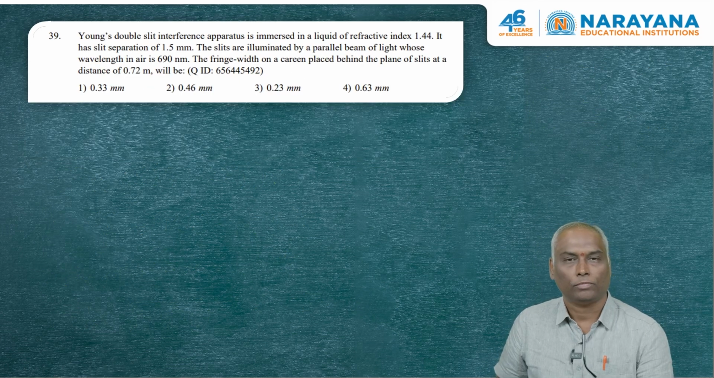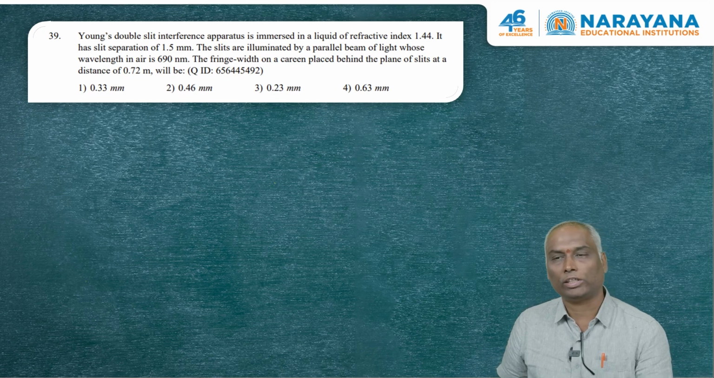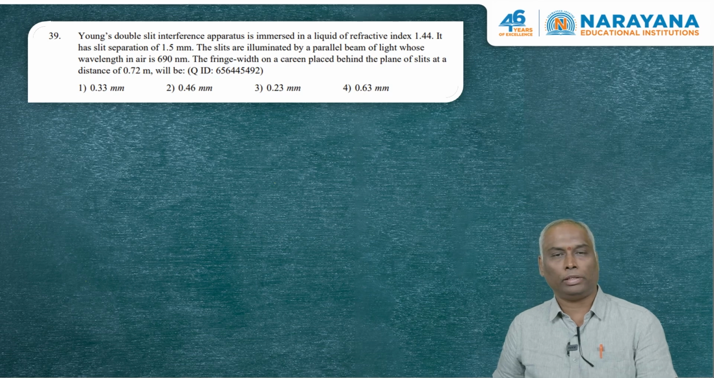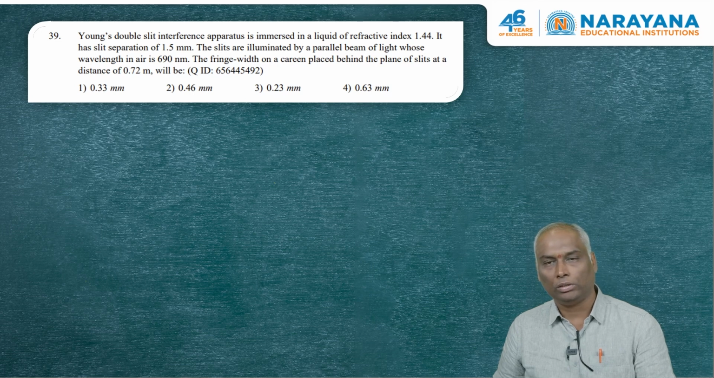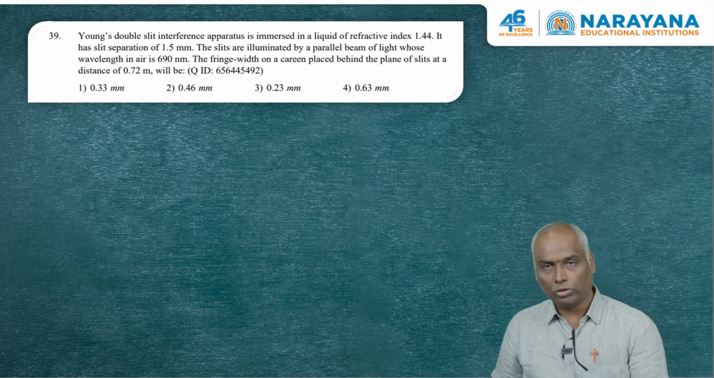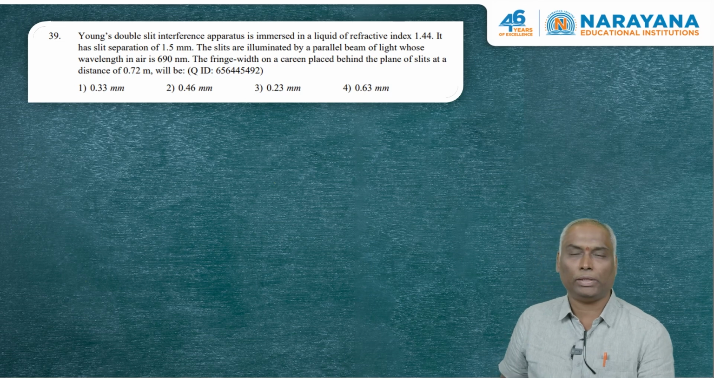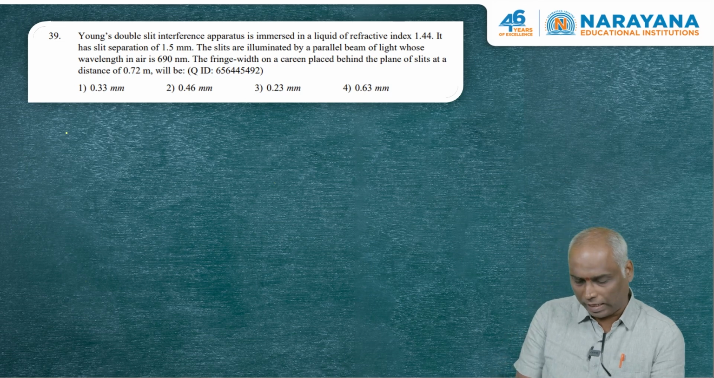Question number 39. Young's double slit interference apparatus is immersed in a liquid of refractive index 1.44. It has a slit separation of 1.5 millimeters. The slits are illuminated by a parallel beam of light whose wavelength is 690 nanometers. The fringe width on the screen placed behind the plane of the slits at a distance of 0.72 meters will be dash. So here this is a YDSE experiment conducted in a medium. So they're asking about the fringe width.